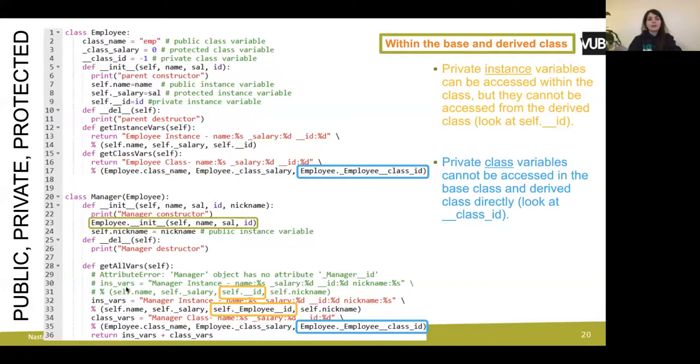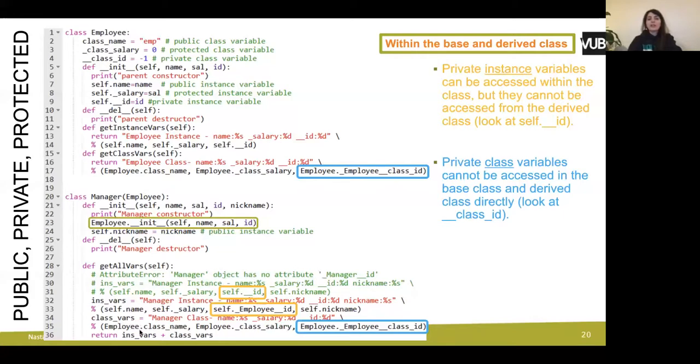If I try to call ID from here, I cannot. I should use the employee ID. You just saw that here ID, since it is defined here, can be accessed through its name, but inside the derived class, you should use the new name for that. This one is not possible. It will give you an attribute error.